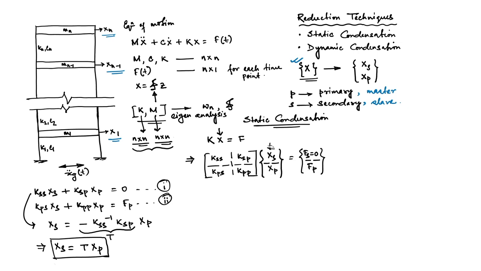So, let us mark this equation. This is a very important relation. So, this is our third equation. Again, I repeat, this particular relation tells us that we can express secondary degrees of freedom in terms of primary degrees of freedom through this transformation matrix T. Not only that, we can actually express X, which is nothing but XS and XP. Then what we can write here is X equal to T and I times XP.